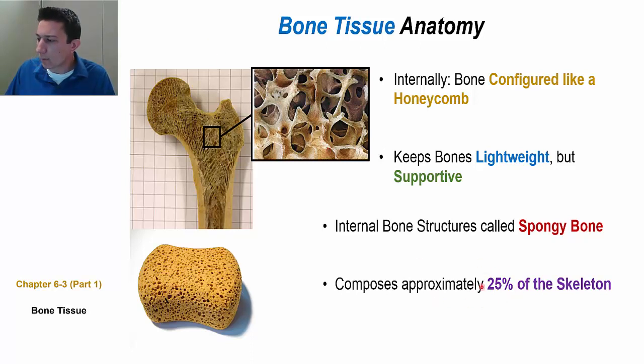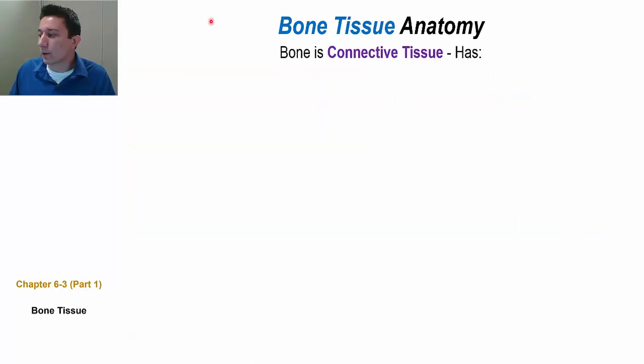It only composes about 25% of the skeleton, so 75% of the skeleton is compact bone, that very thick, dense bone that we see on the superficial surface of our bones. Spongy bone makes up only about a quarter of the bone mass in our skeleton.